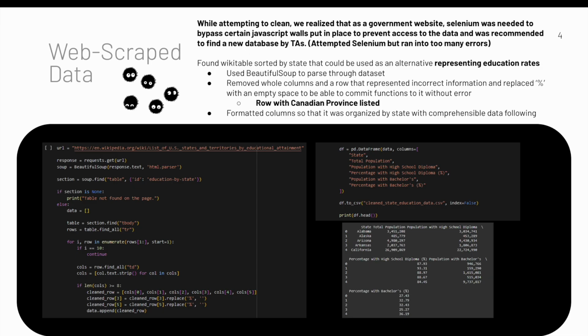And now for our web scrape data, again, as mentioned before, we realized that this was a government website and we couldn't scrape it. Selenium was needed to bypass certain JavaScript walls put in place to prevent access to the data, and we were recommended by the TAs to find a new database. I still attempted Selenium, but I ran into too many errors with too little time left. And so we ended up just finding a wiki table, which was used as an alternative and represented education rates. We used Beautiful Soup to parse through it, and we removed columns and a row that for some reason had a Canadian province, and we reformatted it as well.